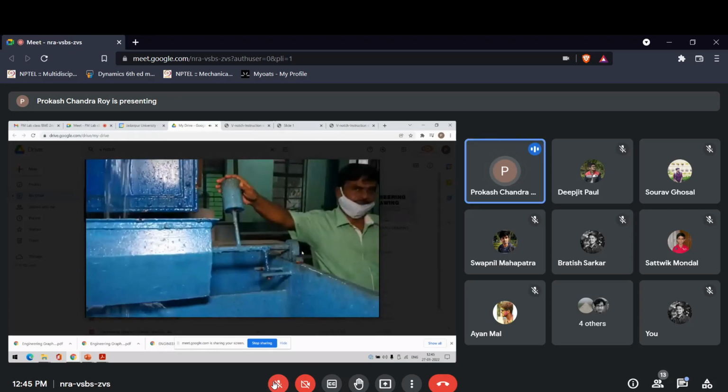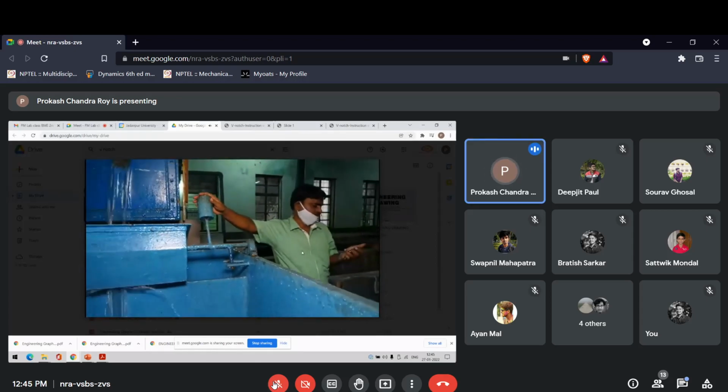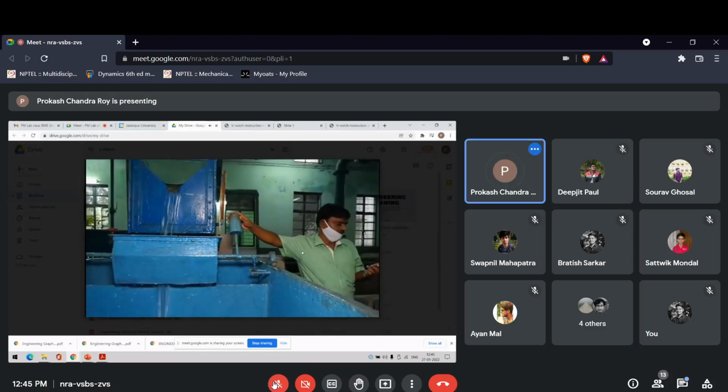At the volumetric tank, some wooden blocks are there. So why are these things there? I will tell you later.